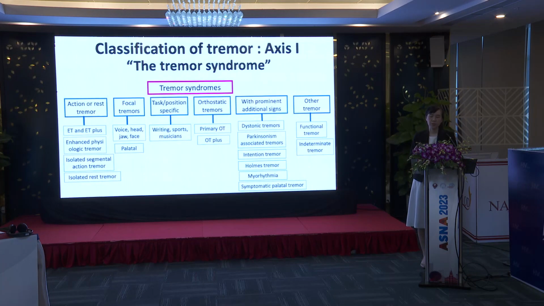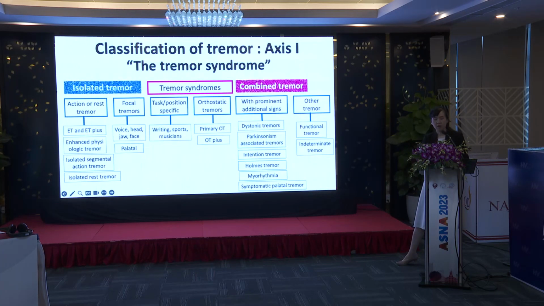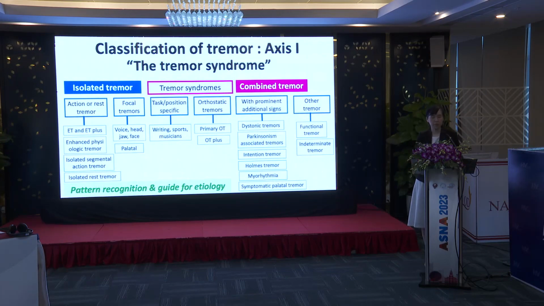Besides the characteristics of tremor, we have to look for prominent additional signs, such as dystonic posture, Parkinsonism, cerebellar signs, and brain stem signs. Pattern recognition here, for this step, you have to differentiate whether the patient has combined or isolated tremor syndrome. And pattern recognition will guide the diagnosis of certain tremor syndromes and guide the investigations in axis 2.